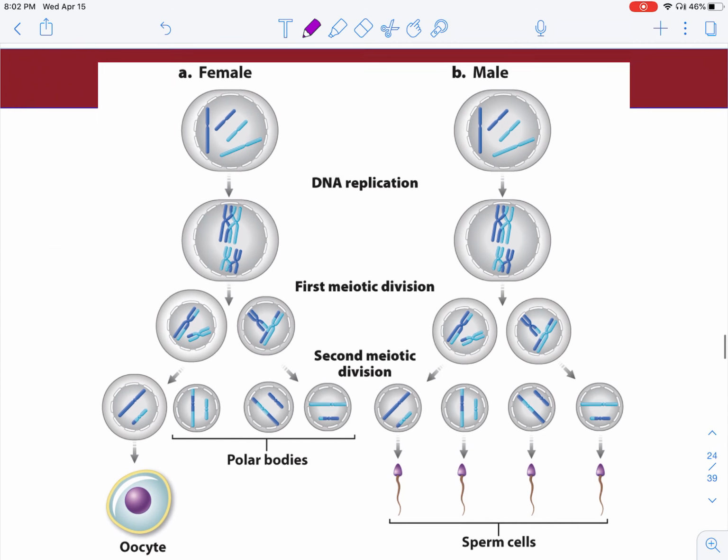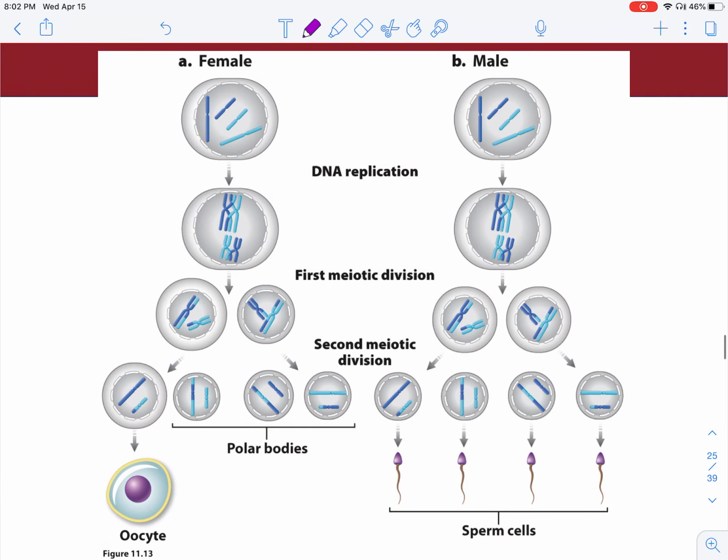This is what meiosis looks like in humans, I guess in most mammals. In males, it goes basically as we described. You have DNA replication, you have your first meiotic division, second meiotic division, and then you have four haploid products from this one parent cell. All right. So each parent cell will produce four sperm.